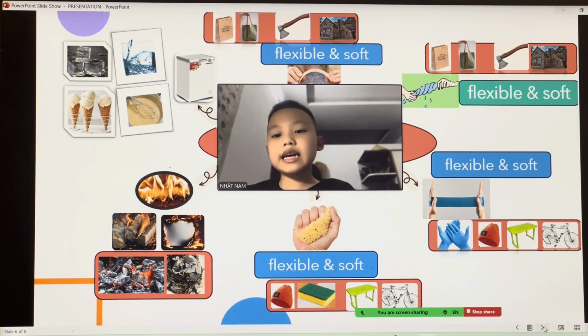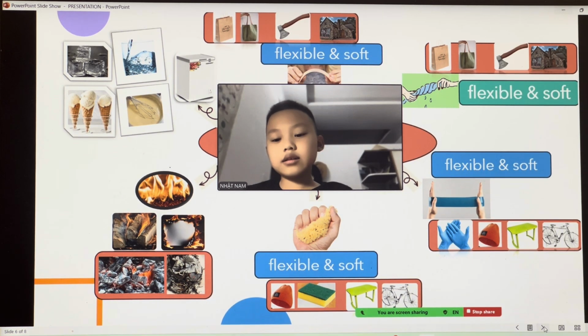Next, we can burn some material. We can burn something, right? When we burn wood, we can get charcoal. When we burn paper, we can get ash. Last but not least, we can freeze something. When we freeze water, we can get ice. When we freeze ice cream liquid, we can get ice cream.